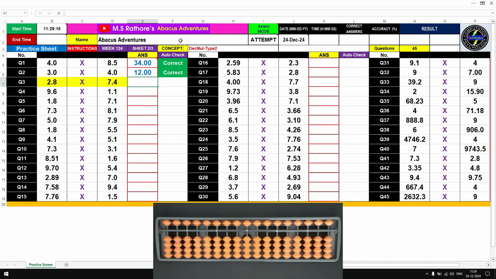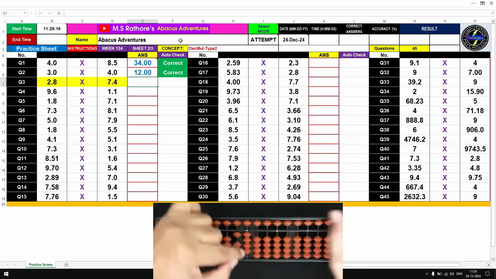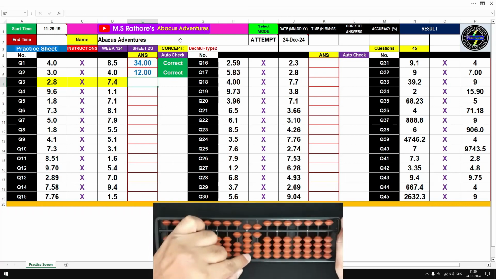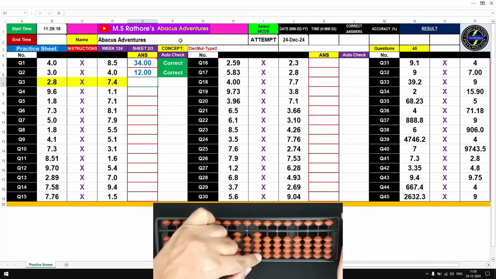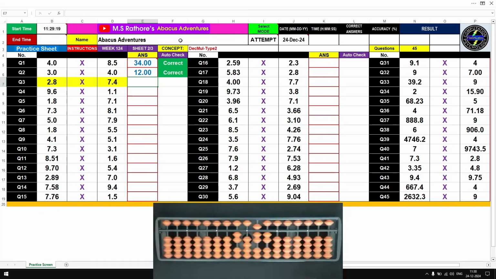Question number 3, 2.8 multiplied by 7.4. Let's begin round 1. 7 2s are 14, shifted, 7 8s are 56. Round 2 begins now. 4 2s are 0 8. So this is 8. We just opened a bridge. Shifted, 4 8s are 32, and the answer is 20.72.